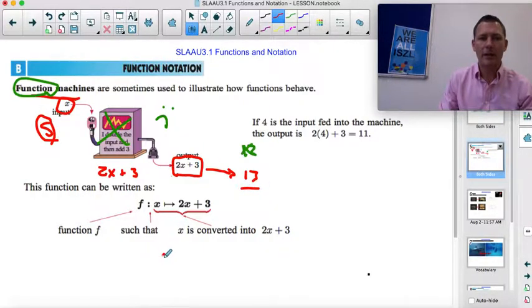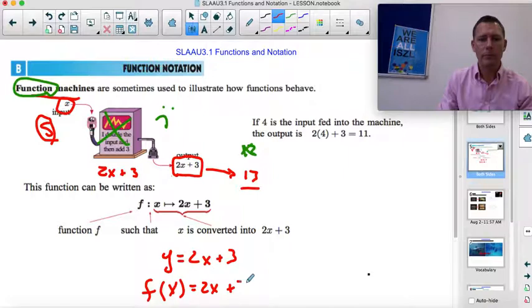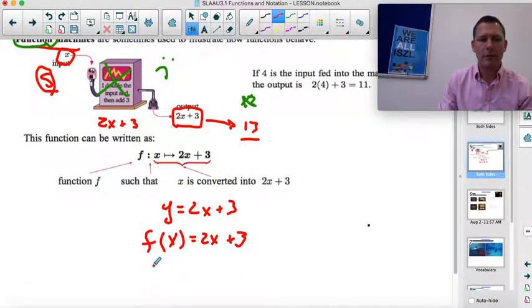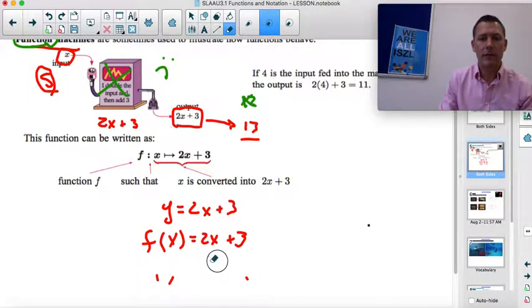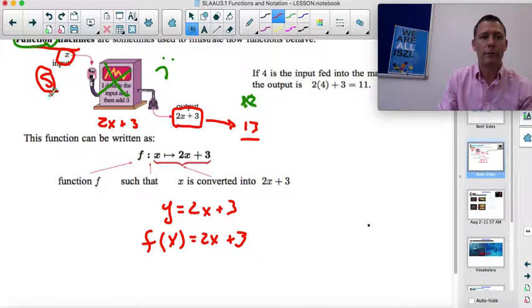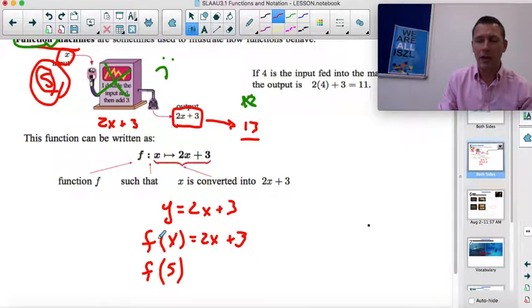We're used to writing that as y equals 2x plus 3. We're going to start to write that as f of x equals 2x plus 3, which means into the function I put some x values, it doubles my x values and adds 3. So for instance, if you were looking for what happens to your 5 when you put it in there, you'd say, what's f of 5? This is not a multiplication. It's not f times x. It's f of x. It's an operation.